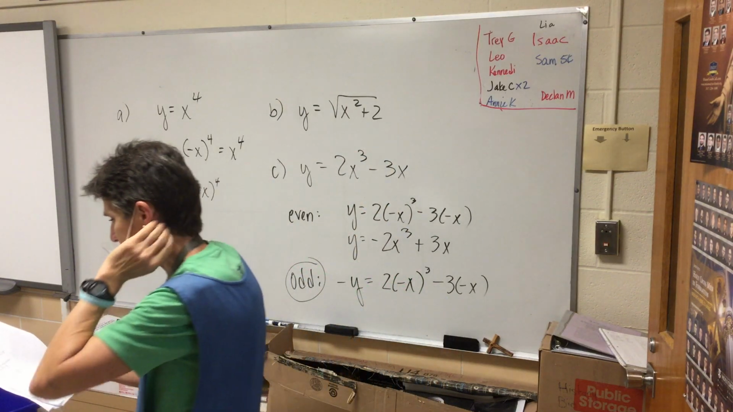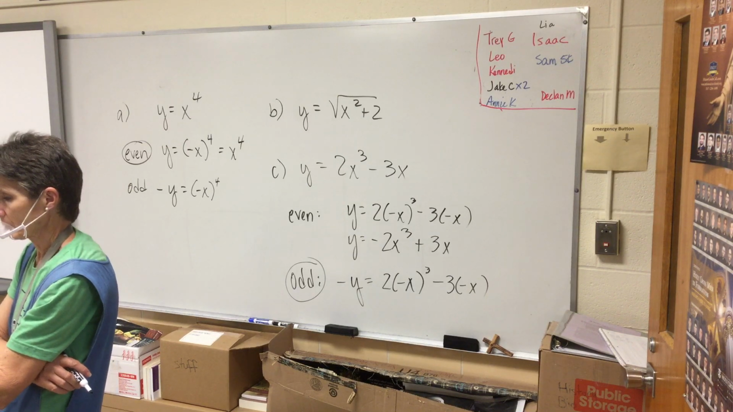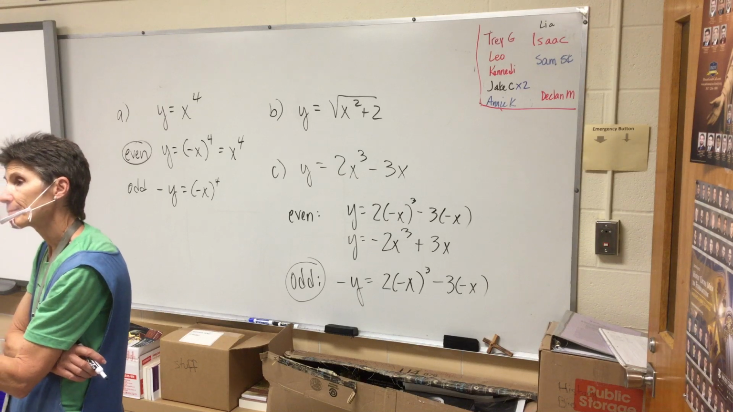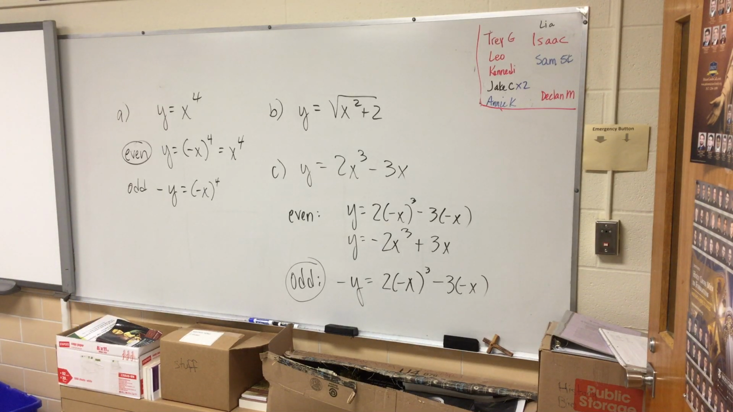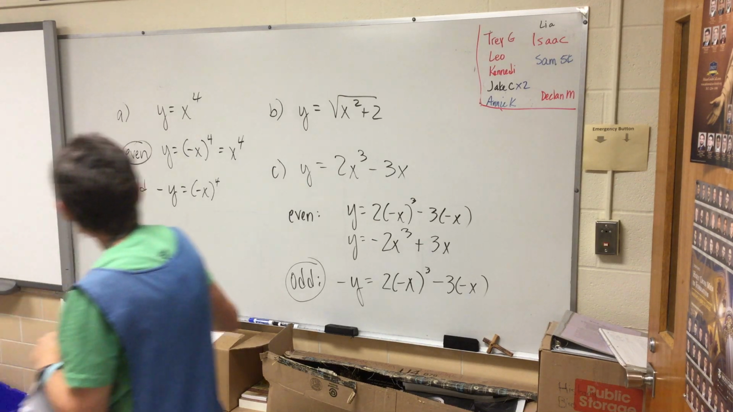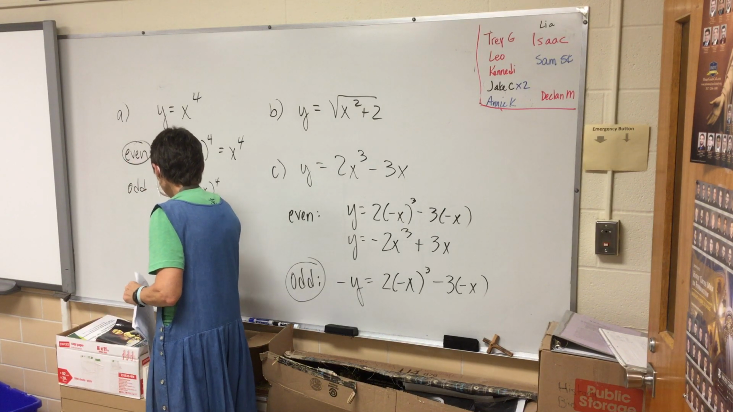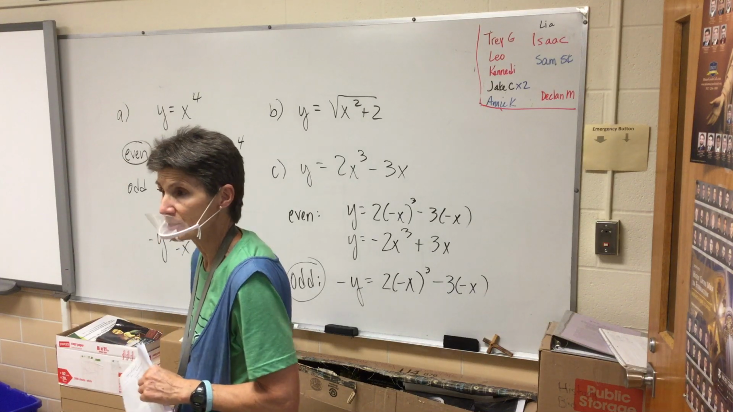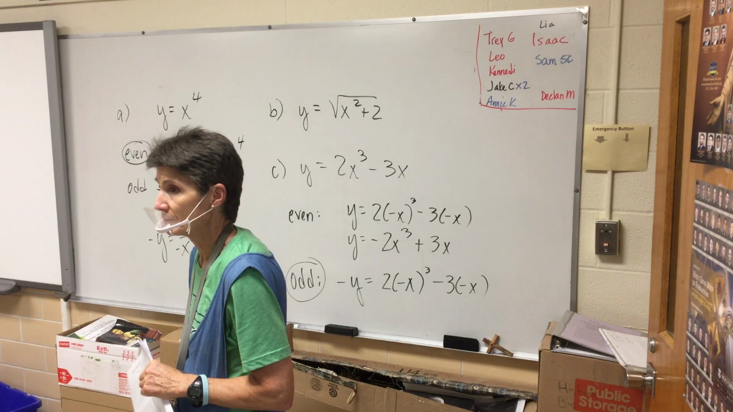What do you think about D? Would it be odd? What do you think, class? Jacob is surmising that D is odd. The equation is y equals 1 over x. If you make them both negative, is that going to be the same as the original? Yeah, he's right. It's an odd function. Very good.